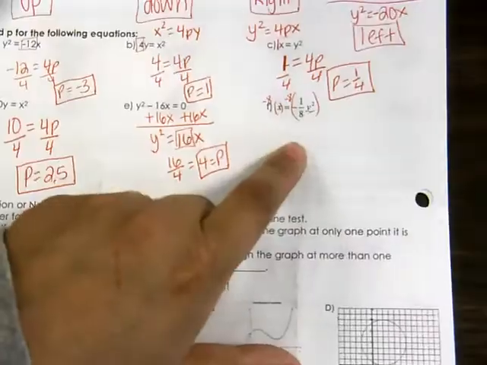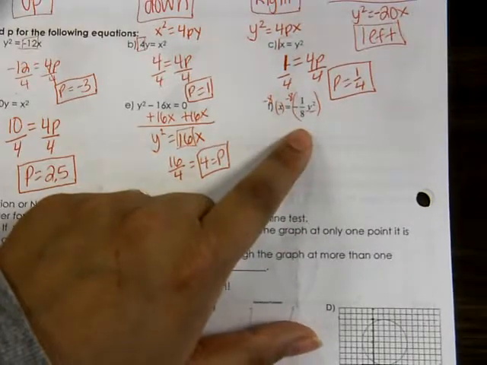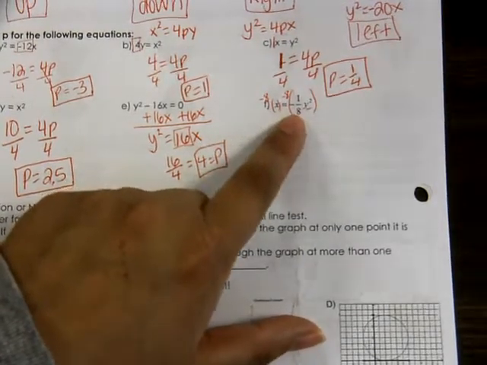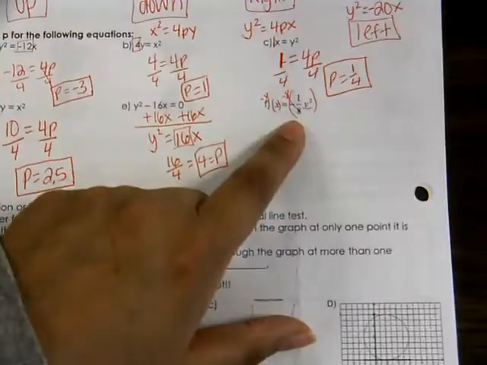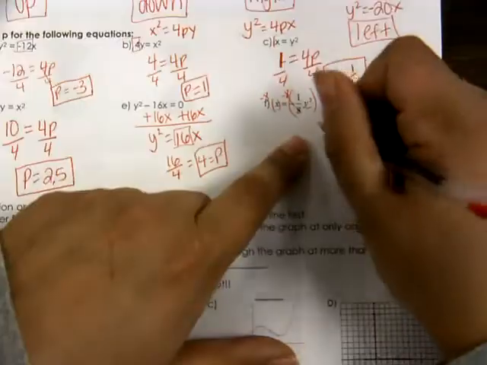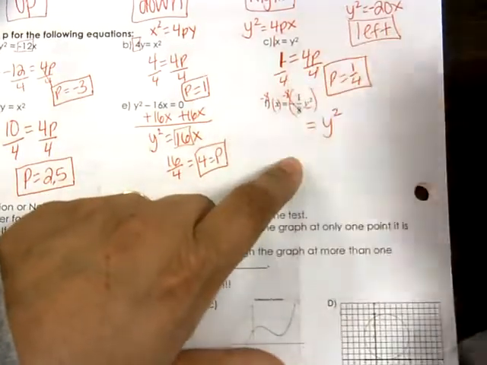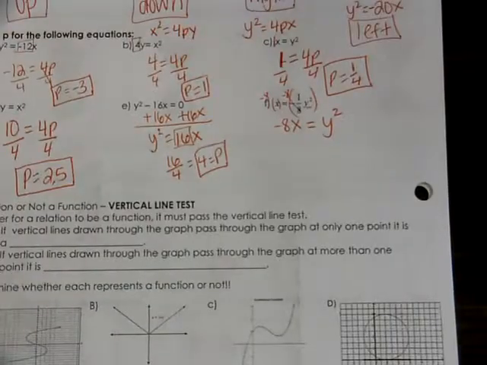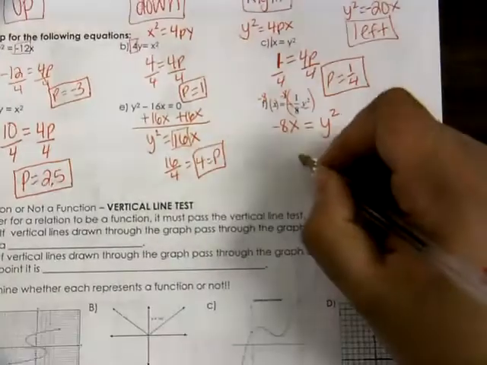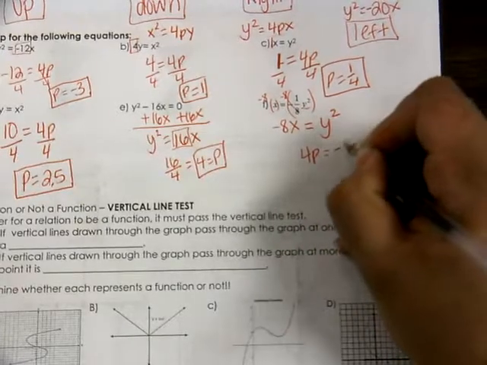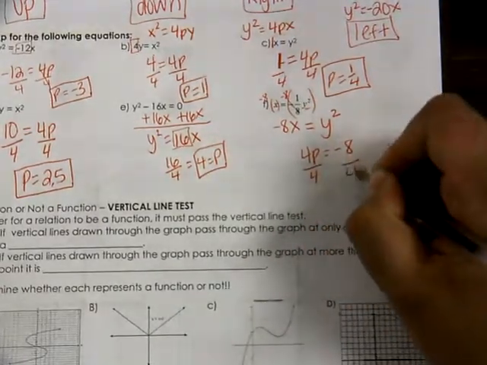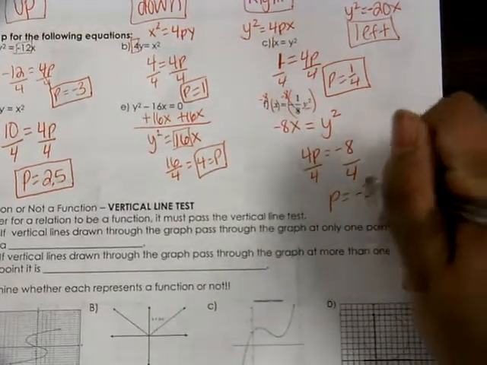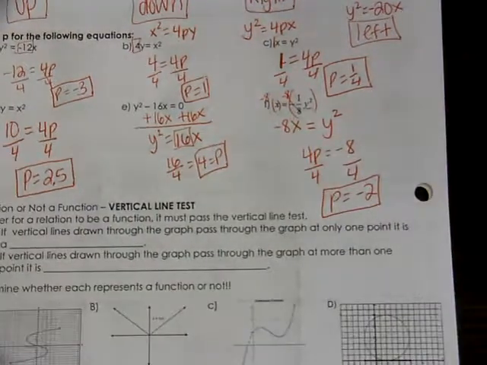And so I have to do the reciprocal, or multiply by negative 8. So that's why, to get rid of it on the right-hand side, that's how I will get y squared alone. So now, y squared is alone on the right side, and I have negative 8x. Now it's in the right form, and I can find p by dividing negative 8 by 4 to find p. And this one comes out to negative 2.